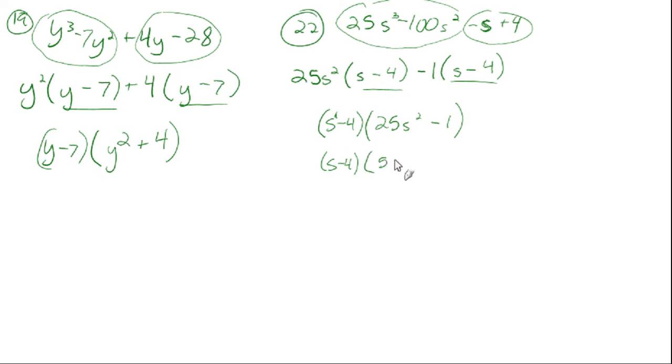This is 5s squared minus 1 squared, times s minus 4. Sorry if my s's don't look very s-y. So a difference of squares factors as 5s plus 1 times 5s minus 1. And now it's factored as much as it can be.